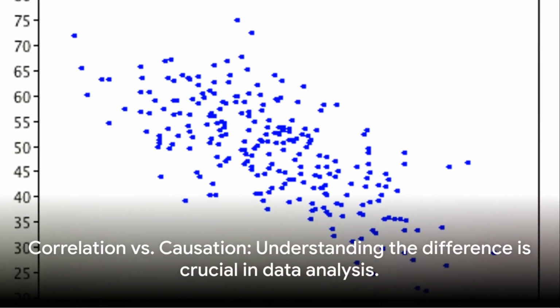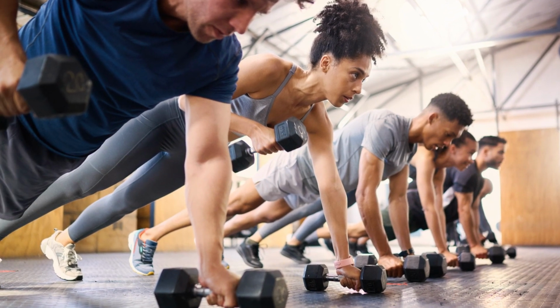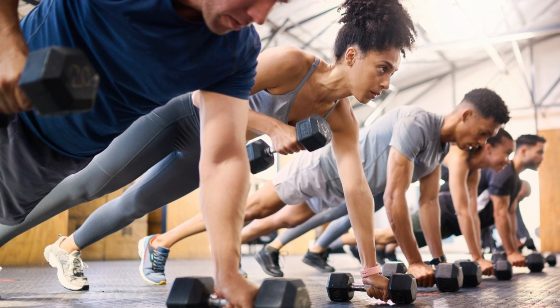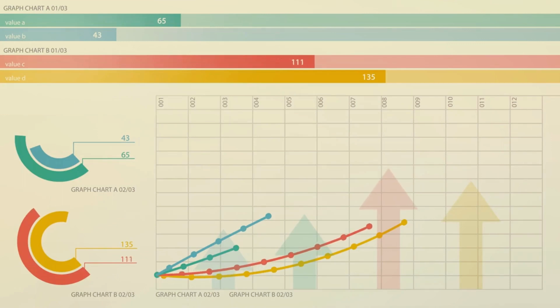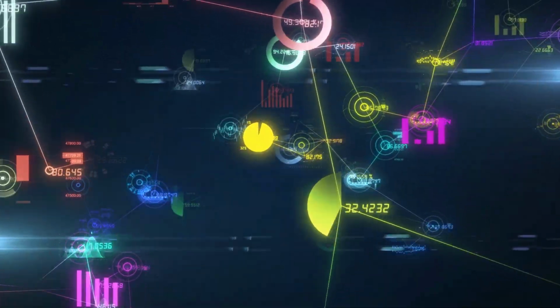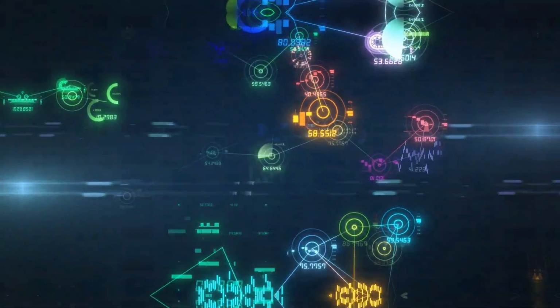But remember, correlation does not imply causation. Just because two variables have a relationship on a scatterplot doesn't mean that one directly causes the other. There could be other factors at play. That's the essence of scatterplots, a simple yet powerful visual representation of relationships. They help us see patterns, trends, and outliers that might not be obvious just by looking at the raw data.